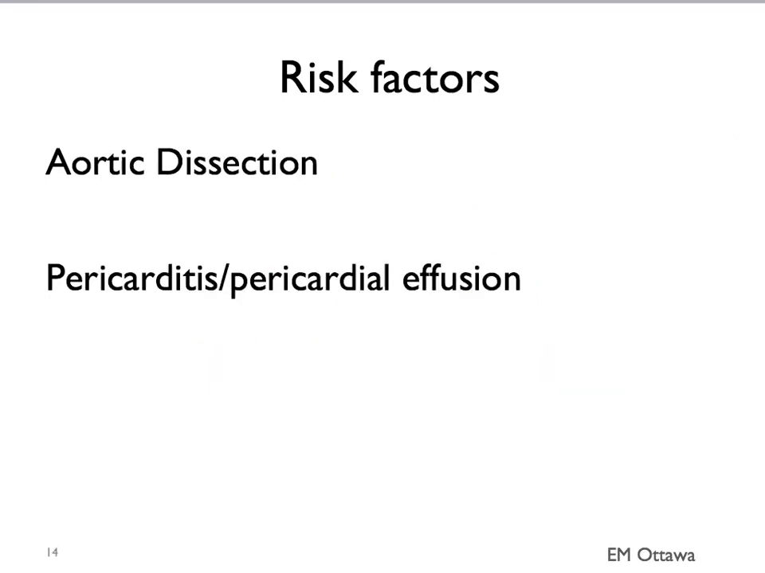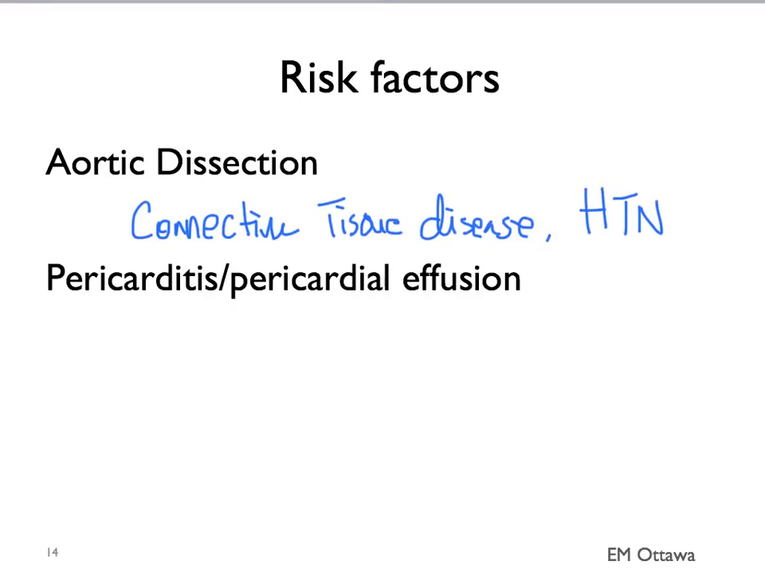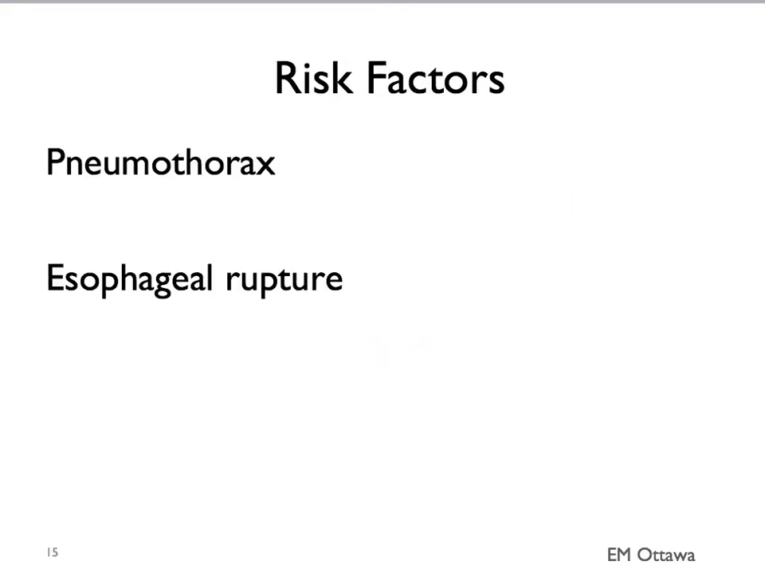Risk factors for aortic dissection include connective tissue disease and hypertension. Pericarditis is usually triggered by an upper respiratory tract infection. Pericardial effusion can be associated with malignancy. Risk factors for pneumothorax includes trauma and previous history of pneumothorax. Esophageal rupture can happen after repeated forceful vomiting or post-endoscopic procedure.